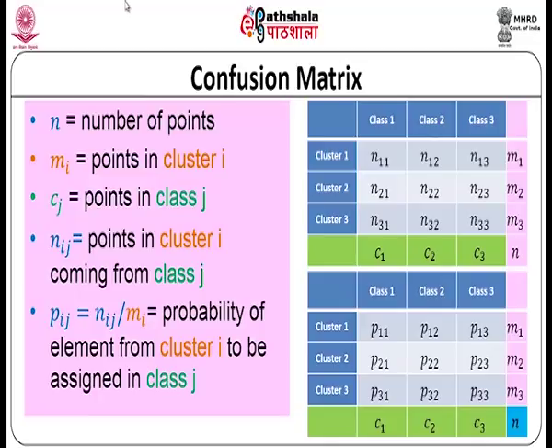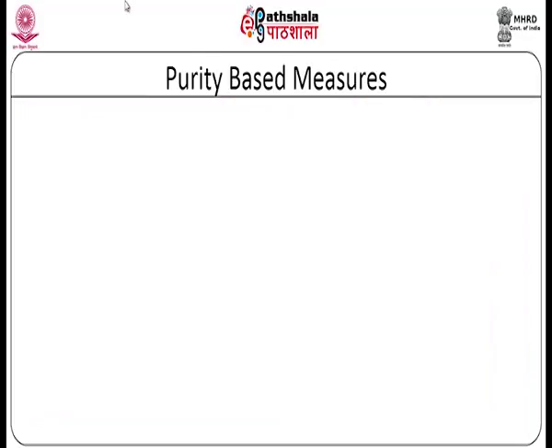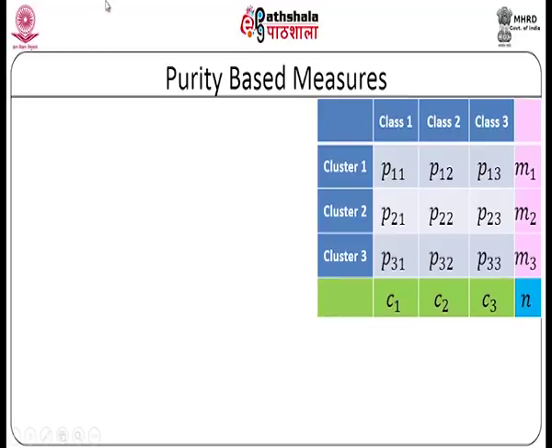And then we have another matrix, which again consists of the 3 classes C1, C2, C3 and the 3 clusters. Here, for example, if you take P21, it means the probability of an element from cluster 2 being assigned to class 1. So, that is the probability. This way we have defined the confusion matrix. Based on this, we have what are called purity based measures. Entropy is the first measure we will be talking about. This entropy we define in a lot of scenarios.